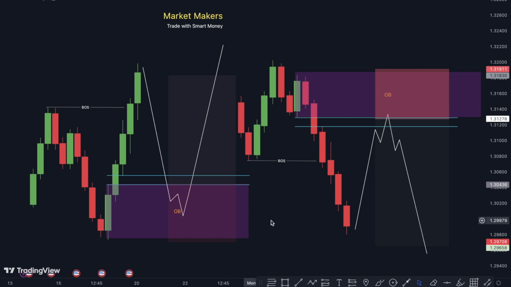Sometimes the price will mitigate the full body of the order block. Sometimes it will just touch the wick and then move up or down. So you will have to look for imbalance.